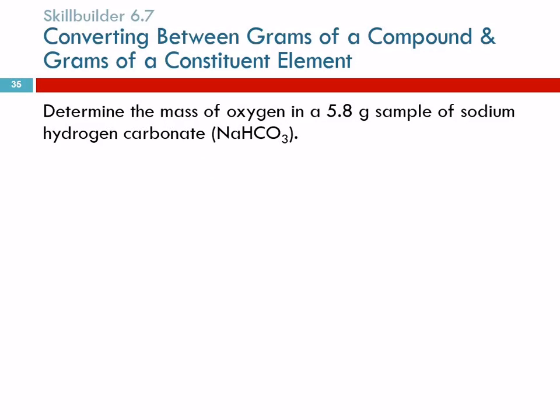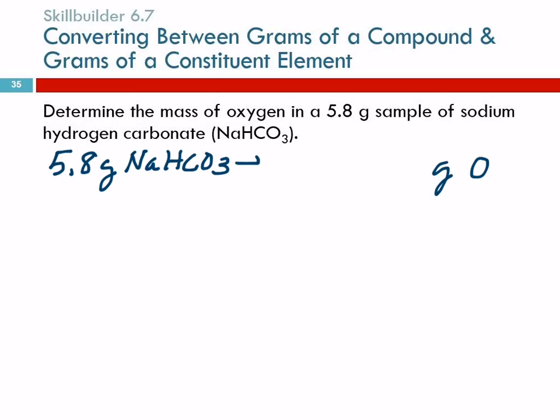So let's start with thinking in terms of dimensional analysis. What information am I starting with? 5.8 grams of the whole thing, right? NaHCO3. And I want to find what? Mass of oxygen, so grams of O. Can I go directly from grams of one compound to grams of an element? I can't. So I need to go through moles in the middle.